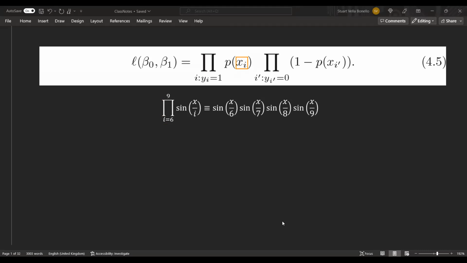All those observations who did default, whose i corresponds to a yi of 1, and all those observations who did not default. And let's see if I'm getting this right. So the likelihood is the likelihood of default, I guess.